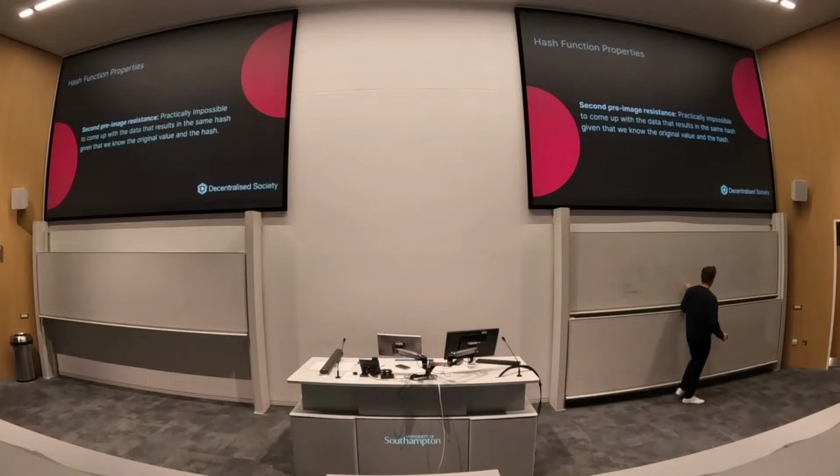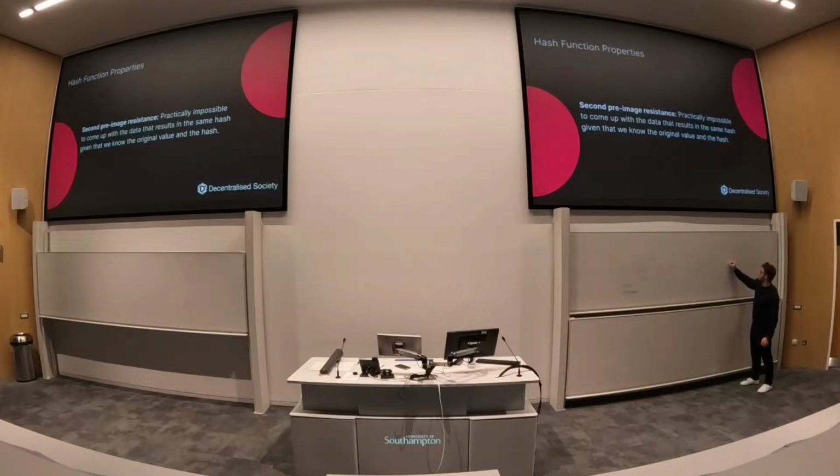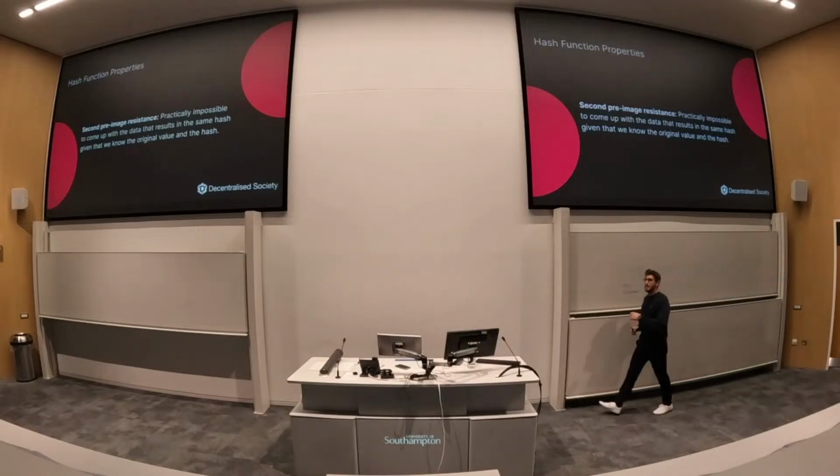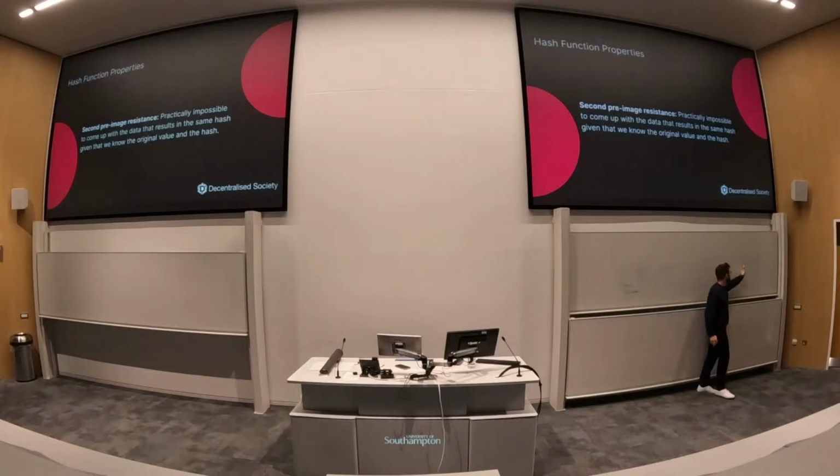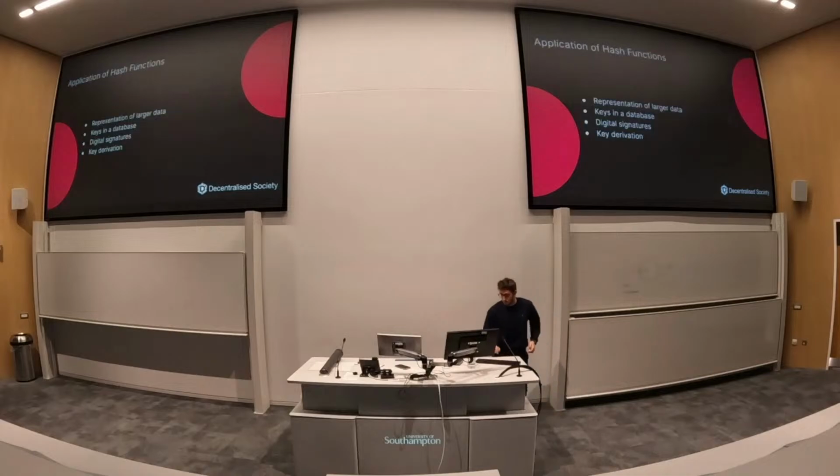From the perspective of maths, we say that given two different inputs, x and y, there cannot be any hash function that produces the same output. So this is the third property of hash functions, the second pre-image resistance, from a mathematical perspective. Again, for two different inputs, there is no hash function that produces the same output. These are the main properties of the hash functions.